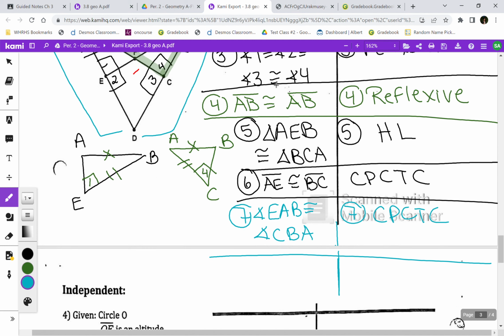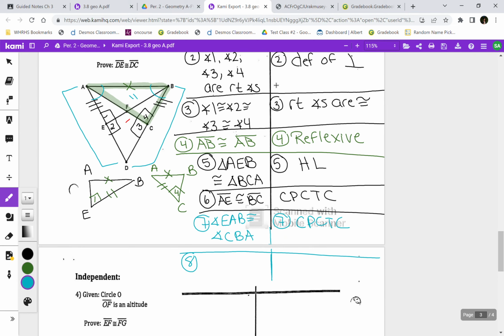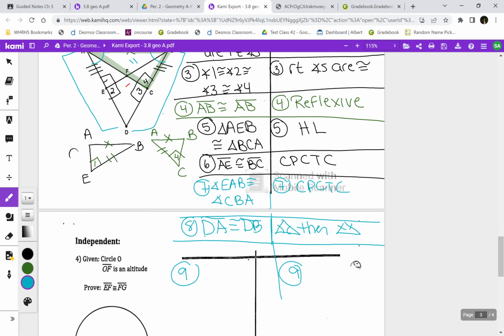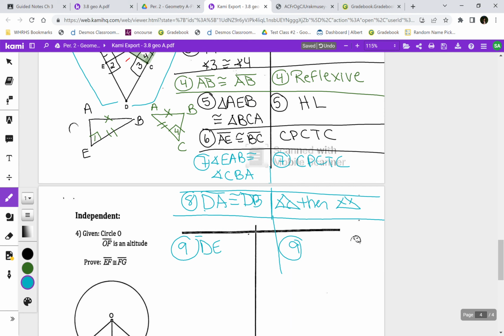So step number 8, I'm going to do base angles to sides. So I'm going to say DA is congruent to DB, base angles then sides, or legs. And then lastly, I can now say subtraction. So what is it that we want to prove? DE congruent to DC, subtraction.